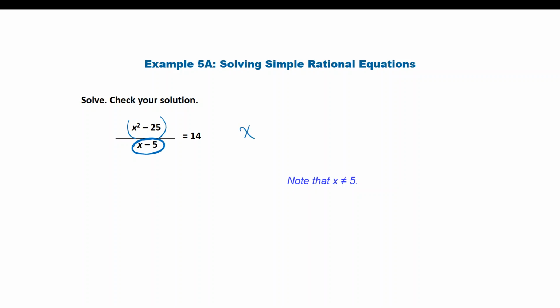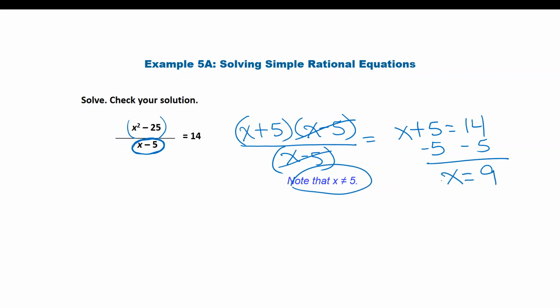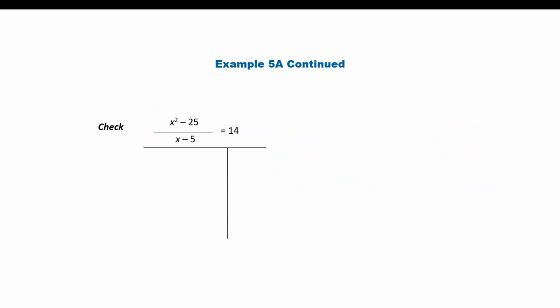So x squared minus 25, we know it's going to be x plus 5 and x minus 5, because that's the difference of two perfect squares. And on the bottom, we have an x minus 5 in the denominator, and now lucky us, we can cancel these out. So we end up saying x plus 5 is just equal to 14, and so now we can just solve by subtracting 5 on both sides. So we end up with x equals 9, and notice x does not equal 5, so it is a good answer.